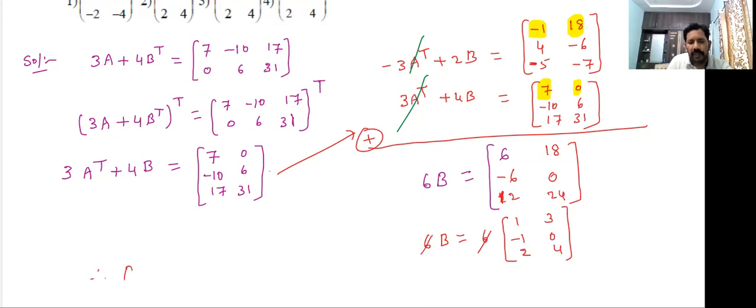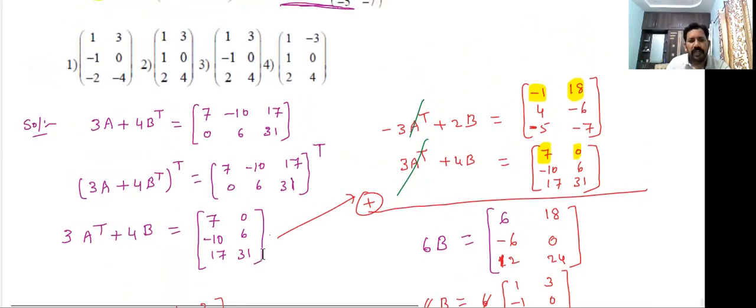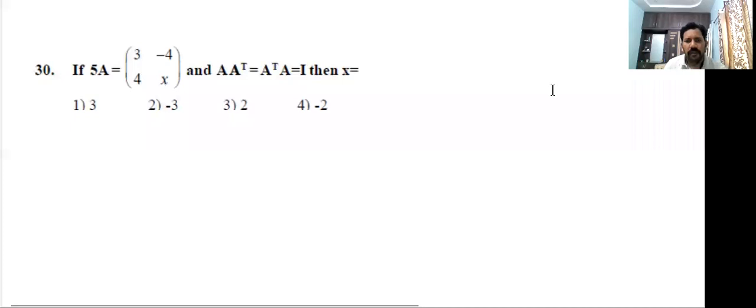Finally, what is the B matrix? 1, 3, minus 1, 0, 2, 4. This is the B matrix. Observe that: 1, 3, minus 1, 0, 2, 4. Which option is correct? Third option. See the next question.